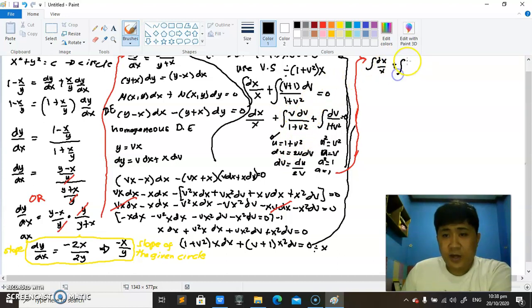So from here, you just integrate dx over x plus, so substitute this one. So we have integral of v. What is our dv? That is du over 2v. We have du over 2v over u, right? So this one is our u, plus integral of where u is v.